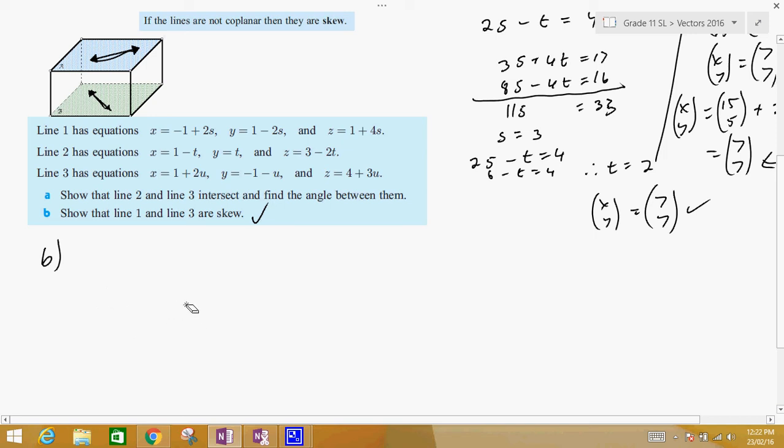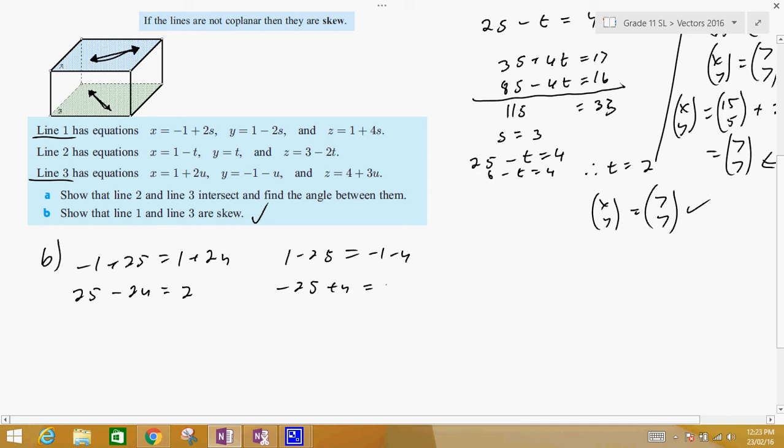So for this one, what we're going to do is look at line 1 and line 3 and first find out that they don't intersect. So looking at the x values of 1 and 3, remember we're just doing line 1 and 3. So negative 1 plus 2s is equal to 1 plus 2u. And for the y value, 1 minus 2s is equal to negative 1 minus u. So 2s minus 2u is equal to 2. And negative 2s plus u is equal to negative 2. We put them on top of each other.